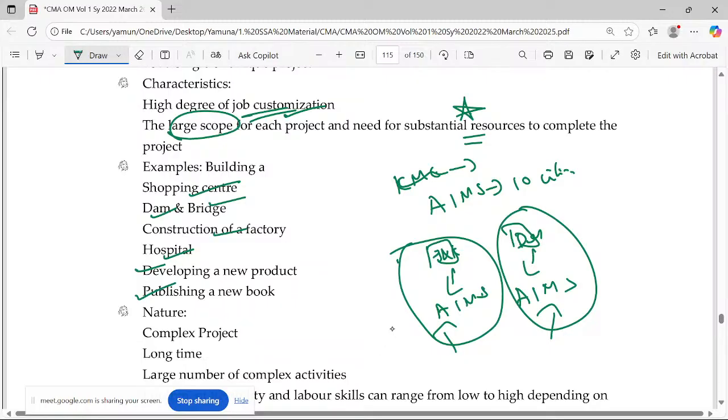I cannot say let the Jammu and Kashmir project get over and then it'll come for Delhi. No, we cannot say that. It has to happen simultaneously.